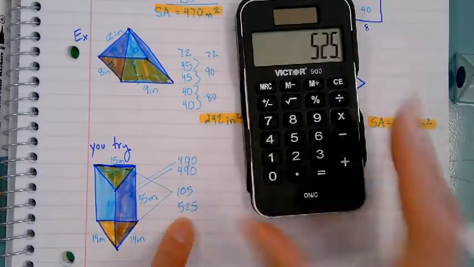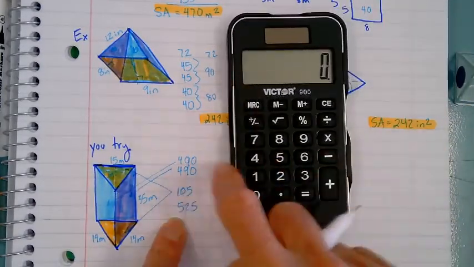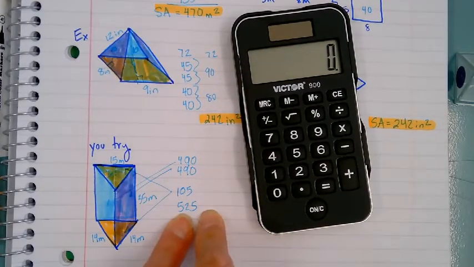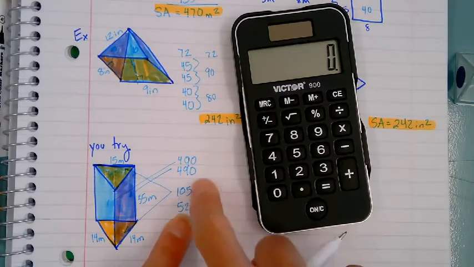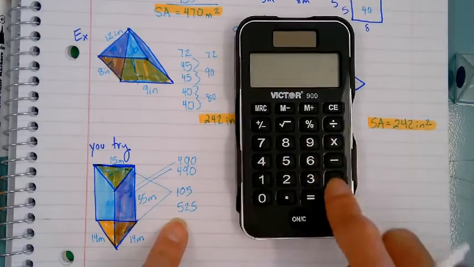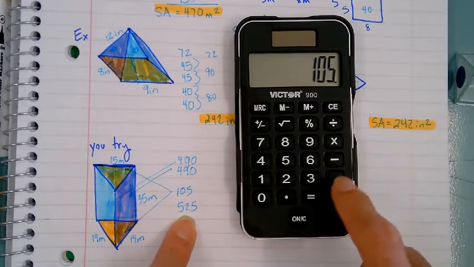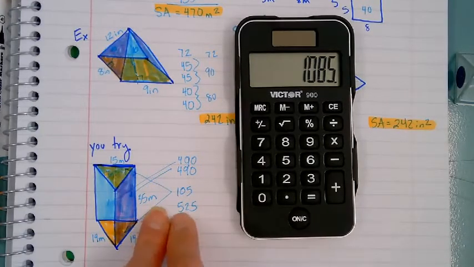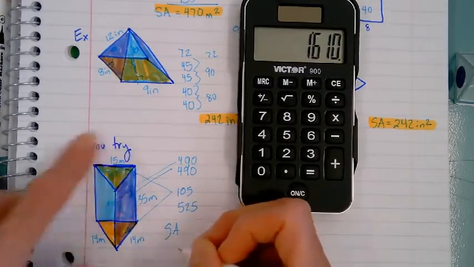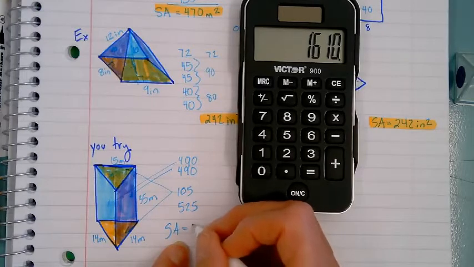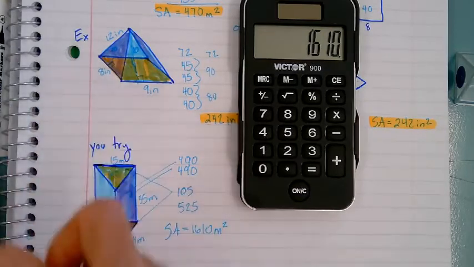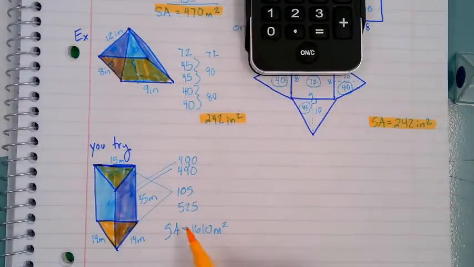So let's add them all up. We got our rectangle, our two triangles, and another rectangle. So all 5 faces, because remember this is 2 of them combined. So 490 times 2, why not? Plus 105 plus that 525. Altogether, the surface area of our triangular prism is 1,610 meters squared. If you need to watch that again, feel free. That's why videos are nice. You got one more to try.